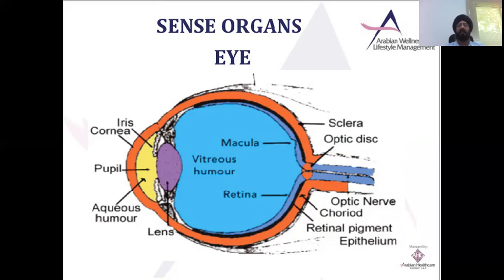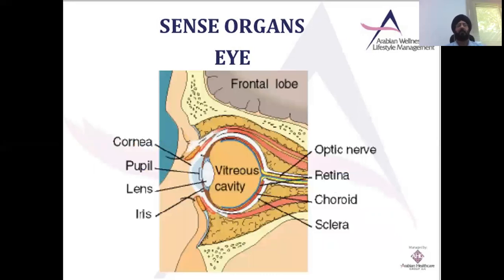The light stimulus is converted to electrical impulses which are analyzed by the brain and we are able to see. The eye is composed of three layers: the outer, middle and the inner layer. The outer layer consists of sclera and cornea. The middle layer consists of choroid, ciliary and iris, whereas the inner layer consists of retina.